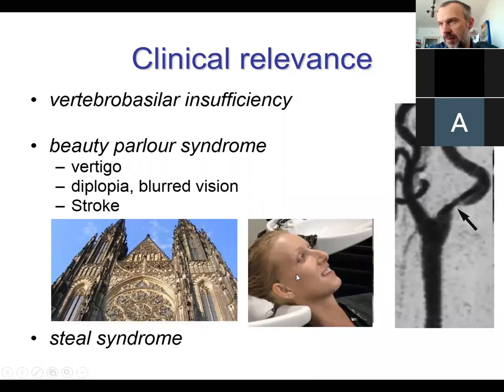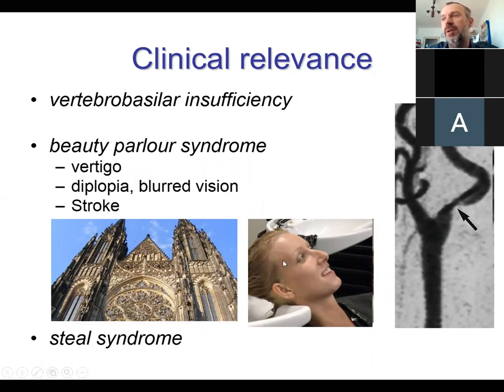And as we said, if you really rotate the head, and sometimes it's called beauty parlor syndrome, or in Czech, it's called a syndrome of viewing cathedrals. So if you come to the Prague Castle, to the third courtyard, you can see nicely the cathedral.